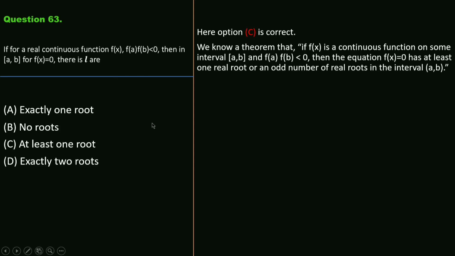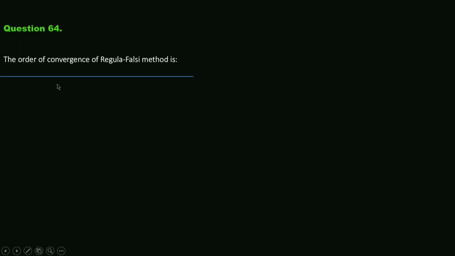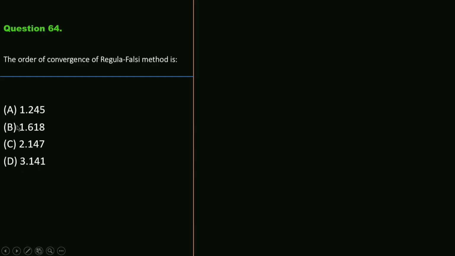Now come to question 64. Here, the order of convergence of the regula falsi method is how much? The options are 1.245, 1.618, 2.147, and 3.141. Here none of the above options are correct, because let us see. The order of convergence of the regula falsi method is 1, so that option is not given.